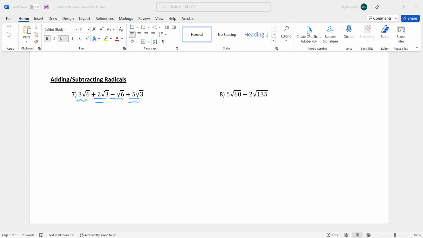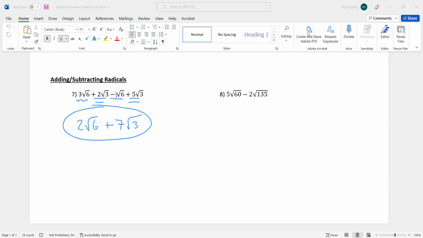And it's really pretty easy to do. You just add or subtract the numbers in front. So I've got 3, and that's a negative 1. So 3 minus 1 is 2 radical 6. And then 2 radical 3 plus 5 radical 3 is 7 radical 3. Can't put those together. That's my answer.